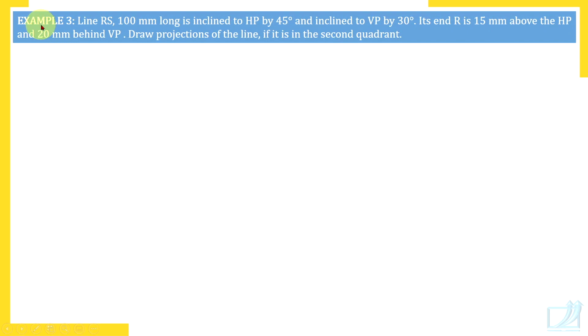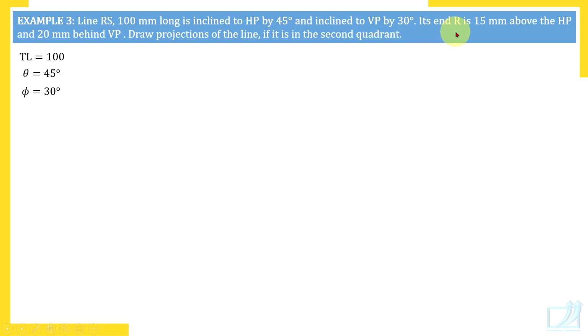Read this problem. Line RS 100 millimeters long. So true length 100 millimeter. It is inclined to HP by 45 degrees. So theta is 45 degrees. Inclined to VP by 30 degrees. So phi is 30 degrees.